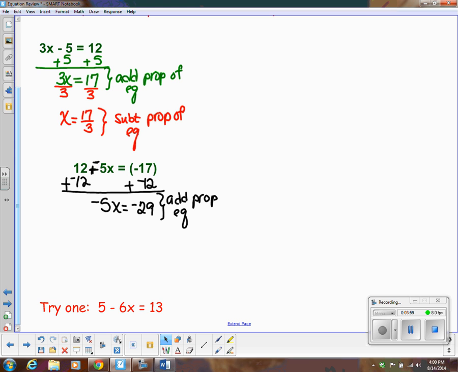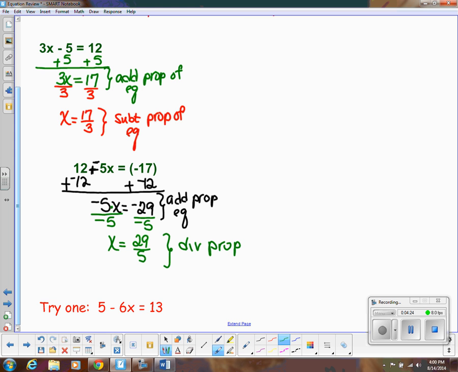All right, so now we look at the 5 and we look at the x. We are connected by multiply, so to disconnect, we're going to need to divide by negative 5. So this is going to become a positive x. Negative divided by negative is positive. So we got 29 fifths. What did we just do? We did not do the subtraction property. We just did the division property of equality.